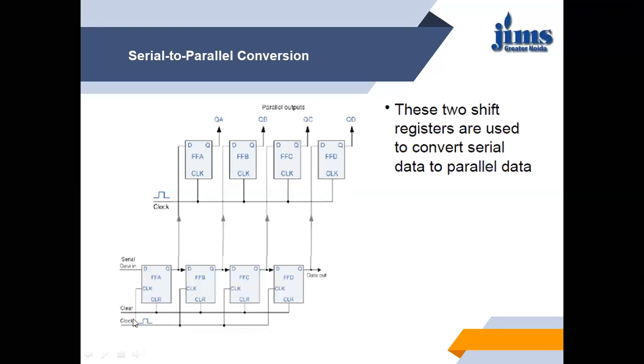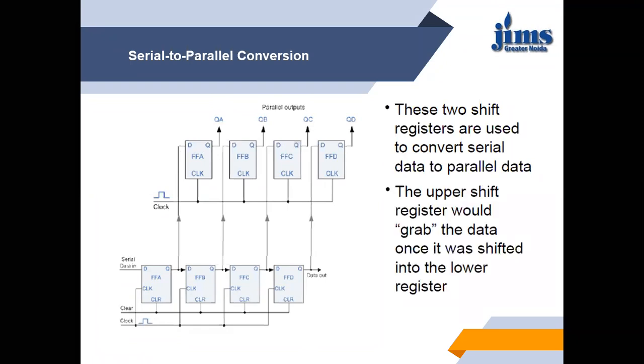So what happens after 4 clock cycles? Suppose the data was 1010. After 4 clock cycles, the data will be at the output of each flip-flop A, B, C, D. And when one more clock is given to the upper shift register, it will load the data in parallel to the outputs A, B, C, D. So these two shift registers are used to convert serial data to parallel data.